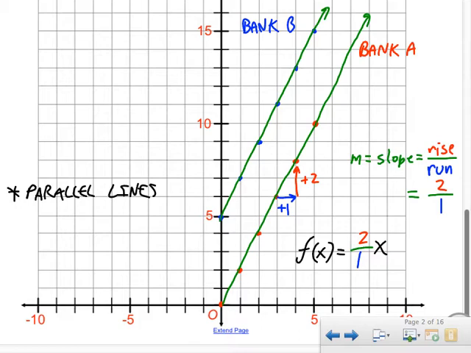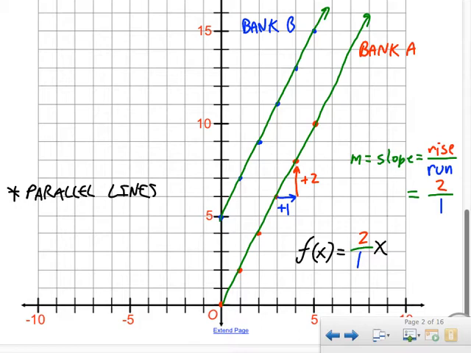And does that work for all my values? If I put in 0, does it give me back 0? Yeah. If I put in 1, does it spit out 2? Yeah. Right? What about 2? If I put in 2, does it spit out 4? Yeah. Okay, so my function's good.